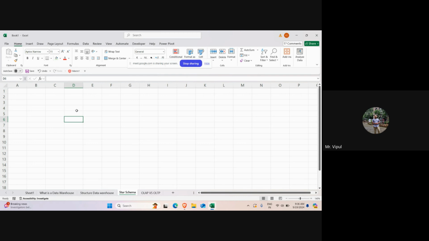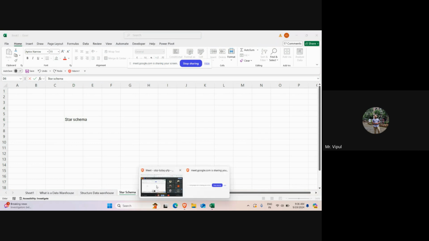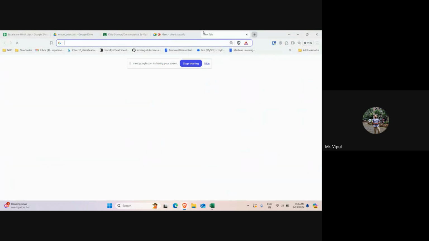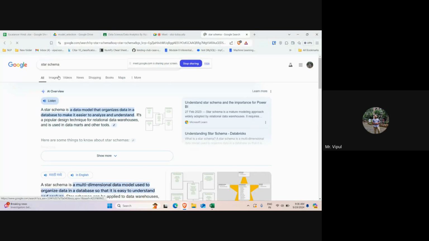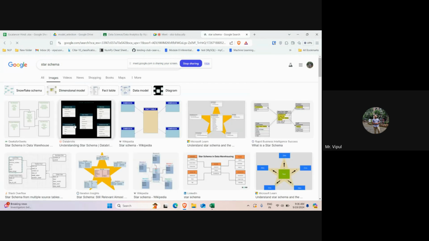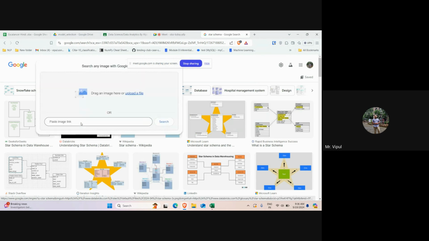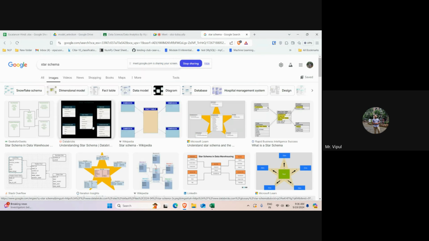So, what is a star schema? It is a connection between your facts and dimensions. So, if I just add star schema, it's just a collection of your facts and dimensions. For example, let us take this figure.